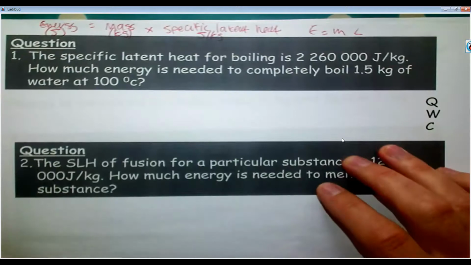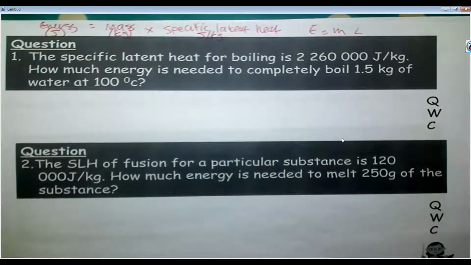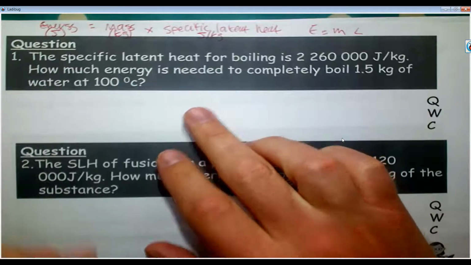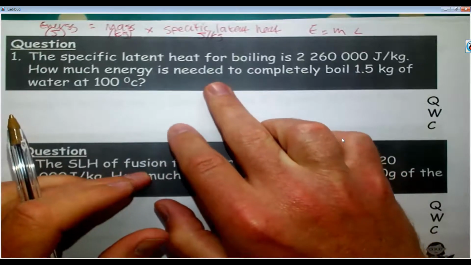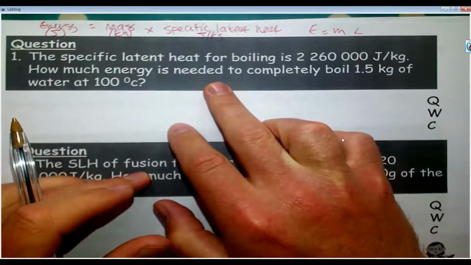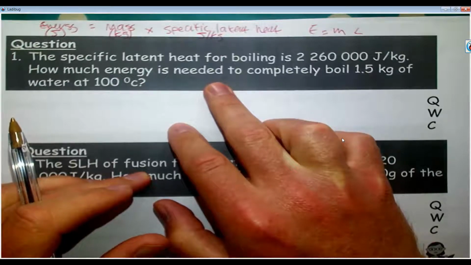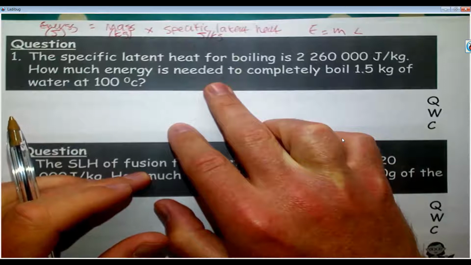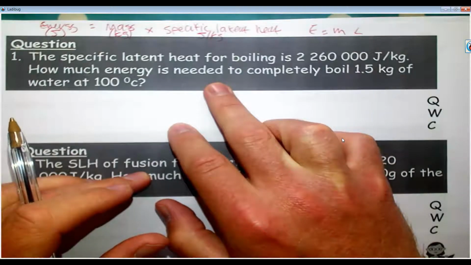Right, so we've seen the equation. At this point, you might want to drill in the equation and make sure you know it. Now we're going to have a go at a couple of worked examples. So worked example number 1: the specific latent heat for boiling is 2,260,000 joules per kilogram. How much energy is needed to completely boil 1.5 kilos of water at 100 degrees C?